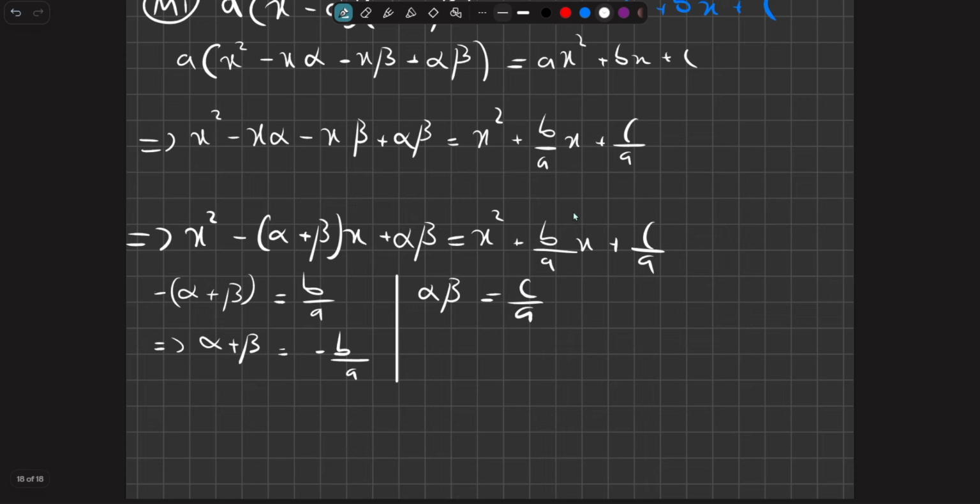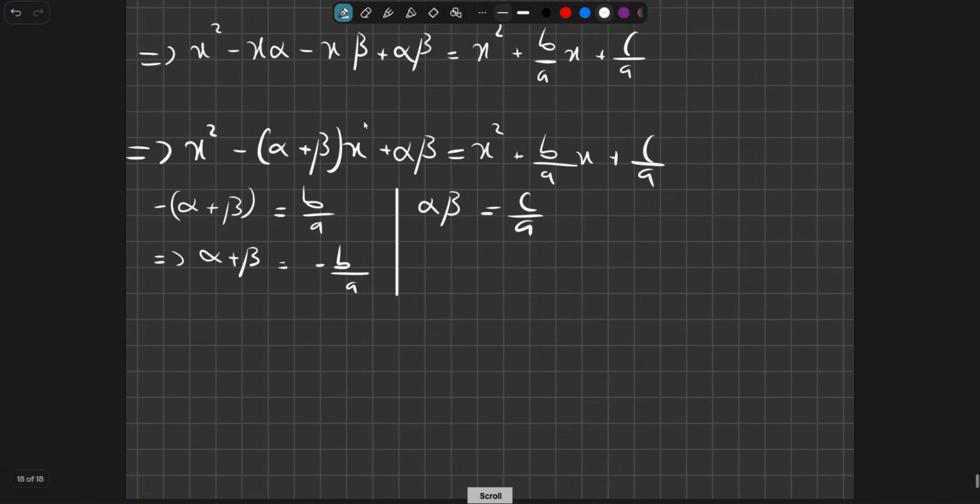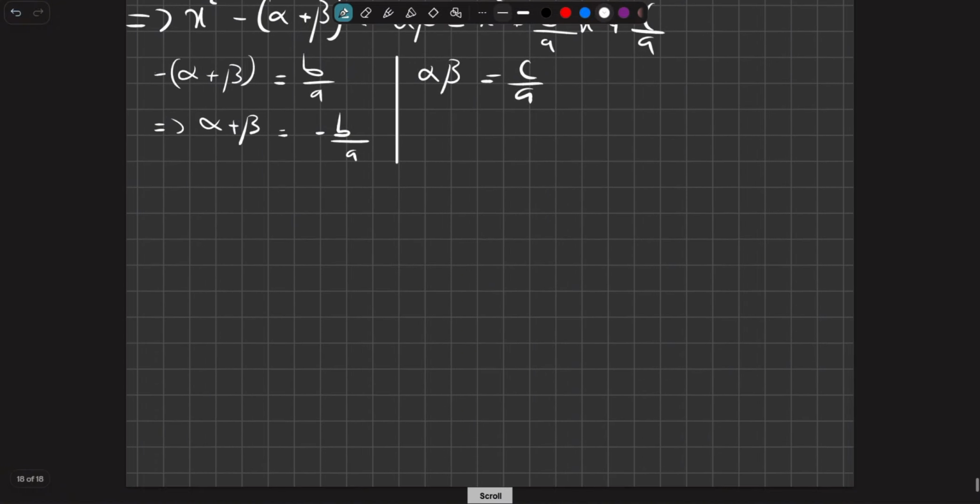This is very cool. We've just shown the relationship between the coefficients of a quadratic and their roots. Now, if you didn't understand, that's okay, because we can do this another way. Let's do this another way so you can see more clearly.